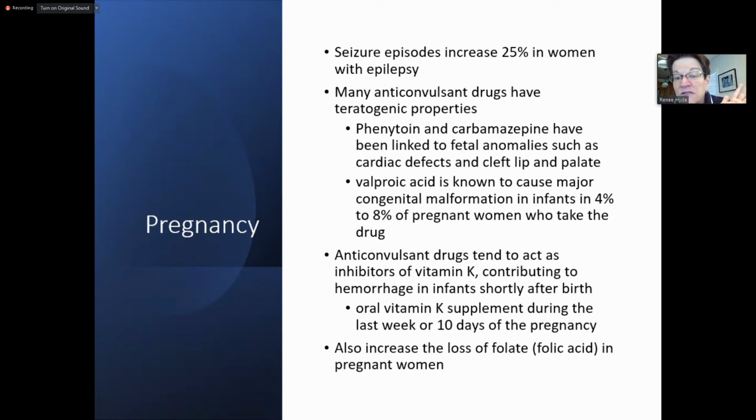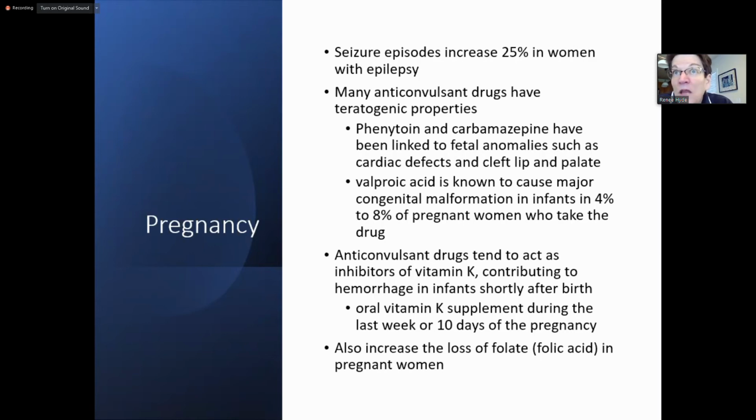Anticonvulsant medications act like inhibitors of vitamin K. And so women that are taking these medicines are prone to hemorrhage after birth. Their infants are also prone to hemorrhage. So in addition to the vitamin K injection that we give immediately after birth to all infants, we want to do oral vitamin K supplementation for the last week or 10 days of the pregnancy. And that helps protect mom as well as baby.